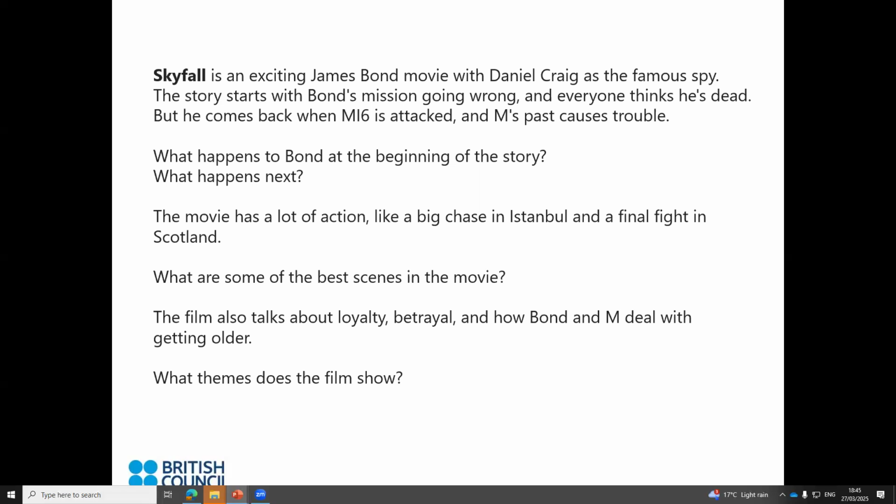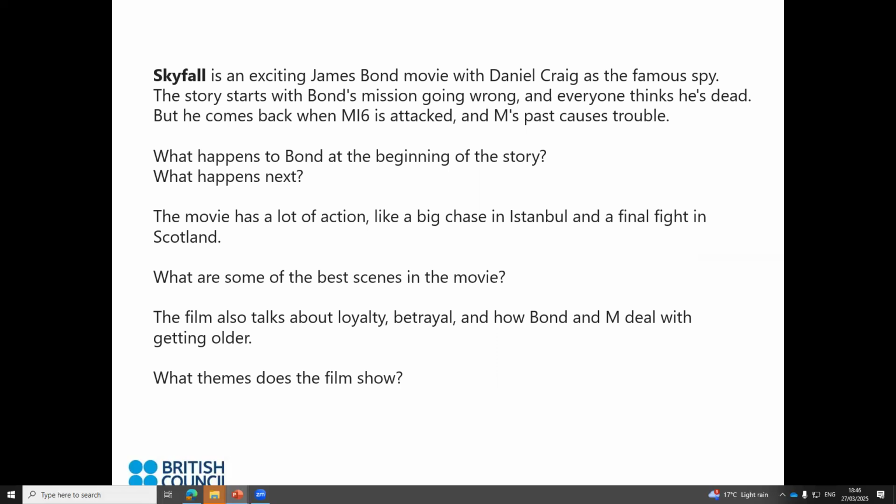Let's move on. The movie has a lot of action, like a big chase in Istanbul and a final fight in Scotland. My question: what are some of the best scenes in the movie? The film also talks about loyalty, betrayal, and how Bond and M deal with getting older. What themes does the film show?